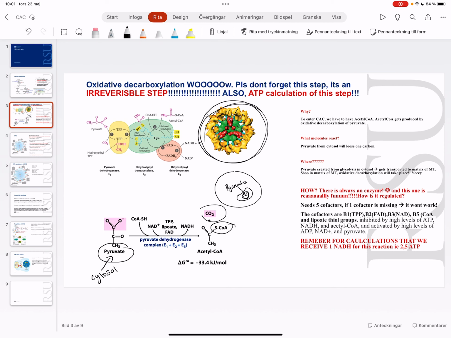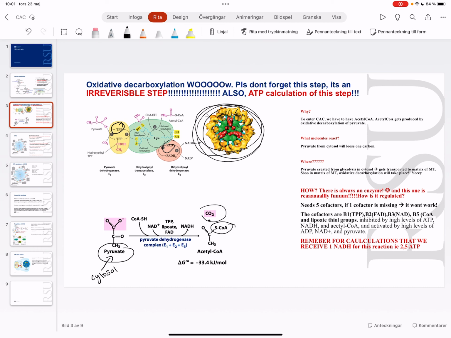Now, what's important to know about the pyruvate dehydrogenase complex? It needs 5 cofactors, okay? And these 5 cofactors will be B1, which is TPP, and it will also need B2, which is FAD. It will need B3, which is NAD. It will need B5, which is coenzyme A, which you can see here that it's been added to the molecule, like right here, that's B5.